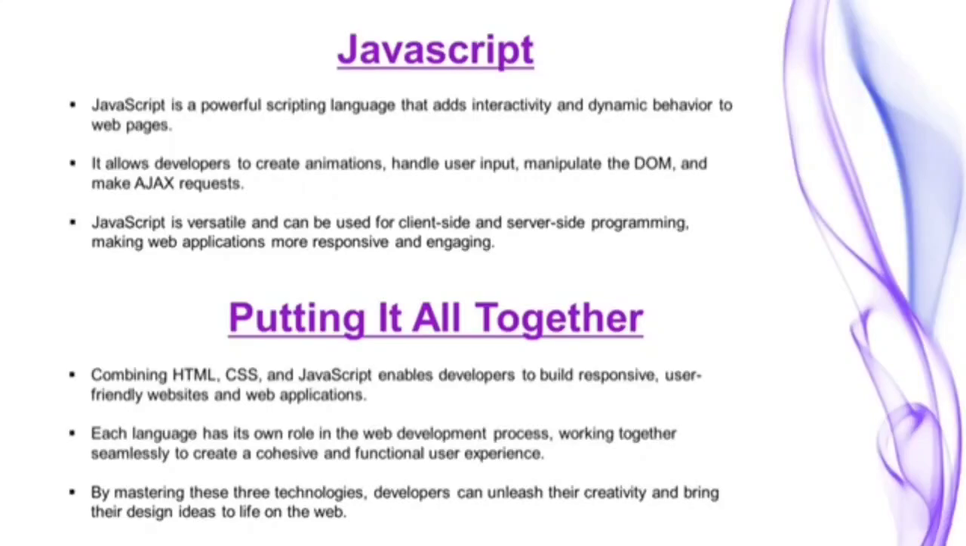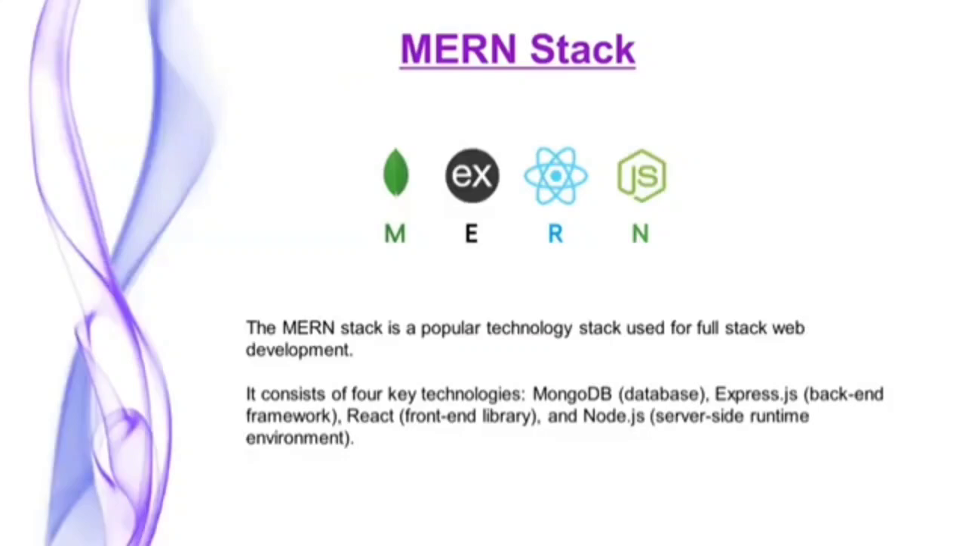So putting it all together, combining HTML, CSS, and JavaScript enables developers to build responsive, user-friendly websites and web applications. Each language has its own role in the web development process, working together seamlessly to create a cohesive and functional user experience. By mastering these three technologies, developers can unleash their creativity and bring their ideas to life on the web. So let us have a look at the MERN stack.